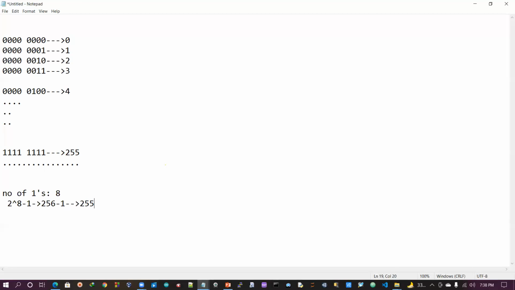Remember how to get the decimal number from any binary number. Suppose for example, I'm giving you 1 1 1 1 and 1, five ones. Which decimal number does it represent? How can you calculate? By using the formula 2 power, how many ones? 5. So 2 power 5 minus 1. This is the formula. If you calculate this, 2 power 5 is 32, 32 minus 1, that is 31. That is the answer. Got my point? Yes. Okay, so now you can follow this and get the solution.